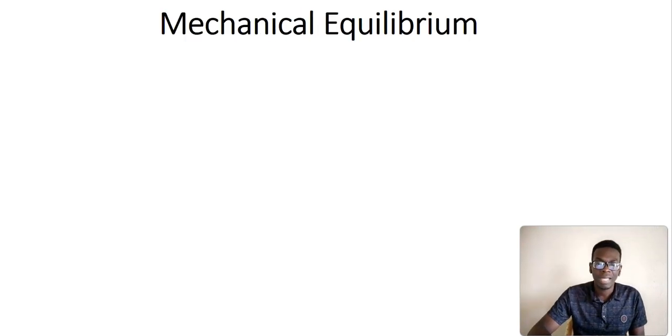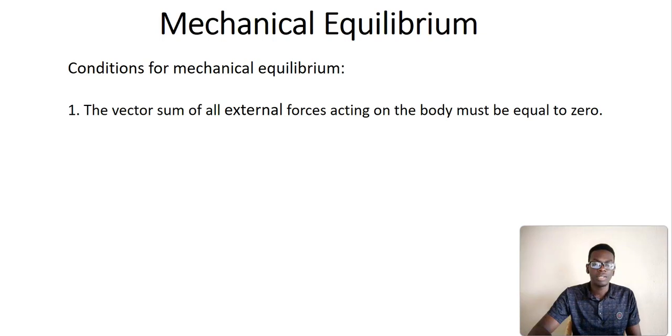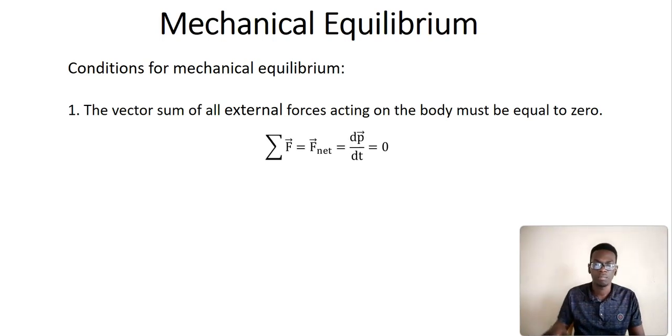Today we consider mechanical equilibrium. For mechanical equilibrium, there are two conditions that must be satisfied. The first condition is that the vector sum of all external forces acting on the body must be zero. This can be written mathematically. The vector sum of all forces, which we call the net force, is equal to, from Newton's second law, the time rate of change of the linear momentum. The first condition says that this net force has to be equal to zero.